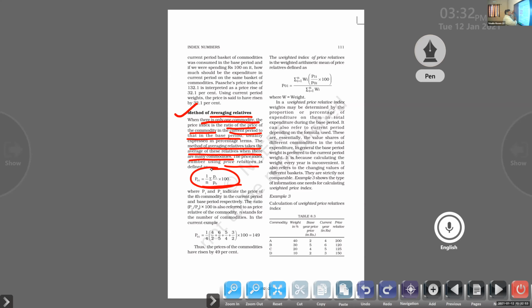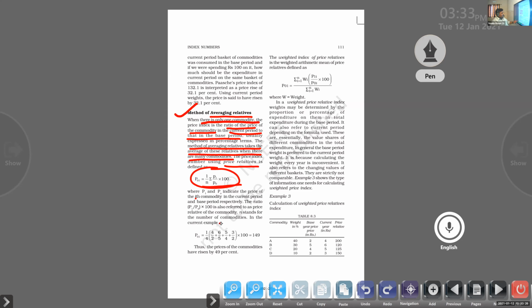P01 is equal to 1 divided by n sigma P1 divided by P0 into 100. Clear? Where P1 and P0 indicate the price of the ith commodity in the current period and the base period respectively. The ratio P1 divided by P0 into 100 is also referred to as the price relative of the commodity, and n stands for the number of commodities.